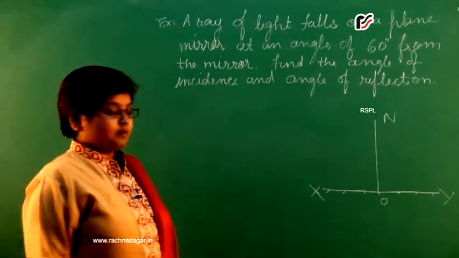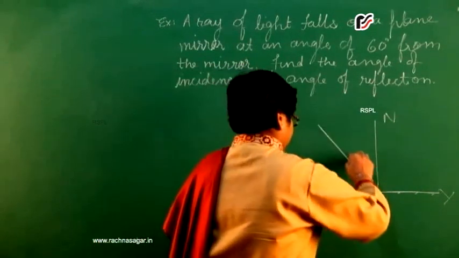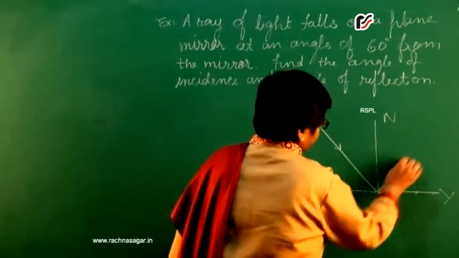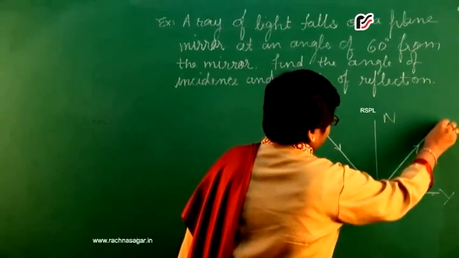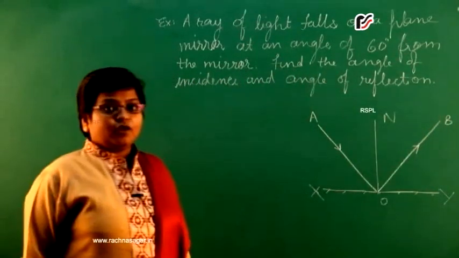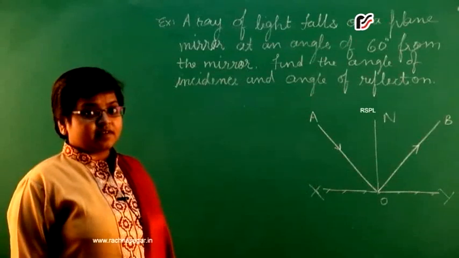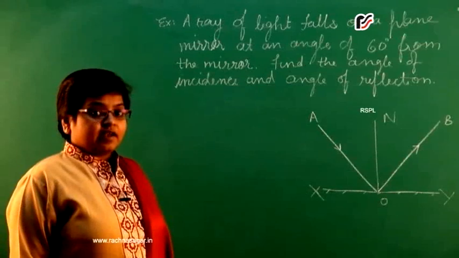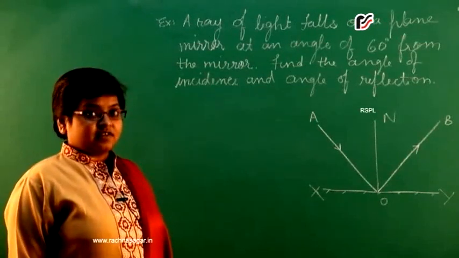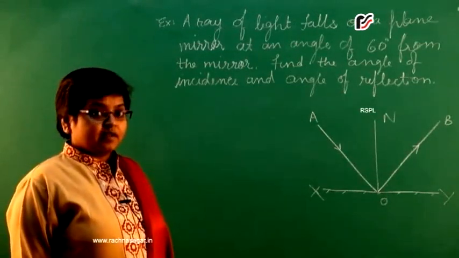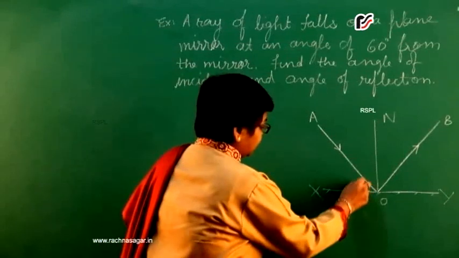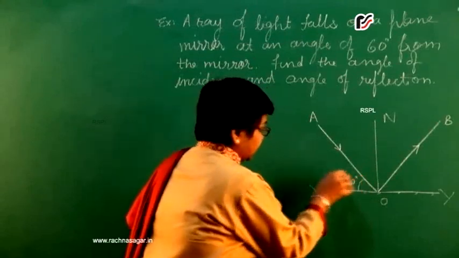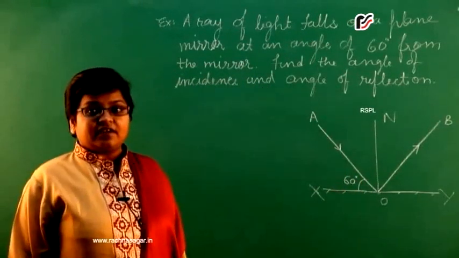ON is the normal. AO and OB are the incident ray and reflected ray. According to the question, the ray makes an angle of 60 degrees with the mirror, that is, this angle is 60 degrees.